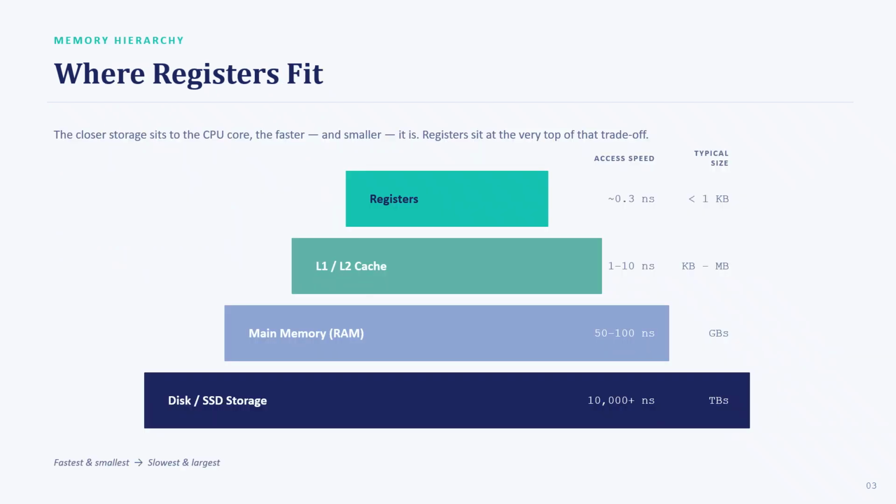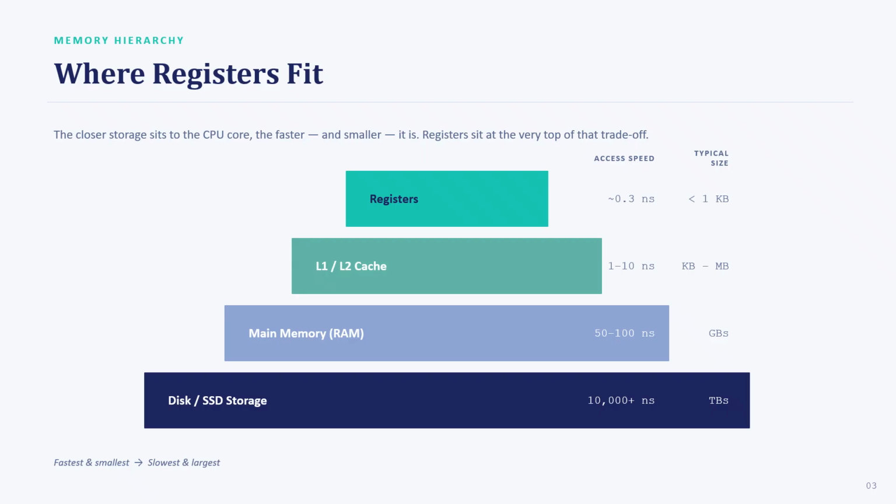Now let us understand where registers are positioned in the overall memory hierarchy. Students, this concept is very important in computer organization. As we move closer to the CPU, the storage becomes faster but generally smaller and more expensive. At the top, we have registers. The slide indicates approximately 0.3 nanoseconds as the typical access time and less than 1 KB as the indicated storage size.